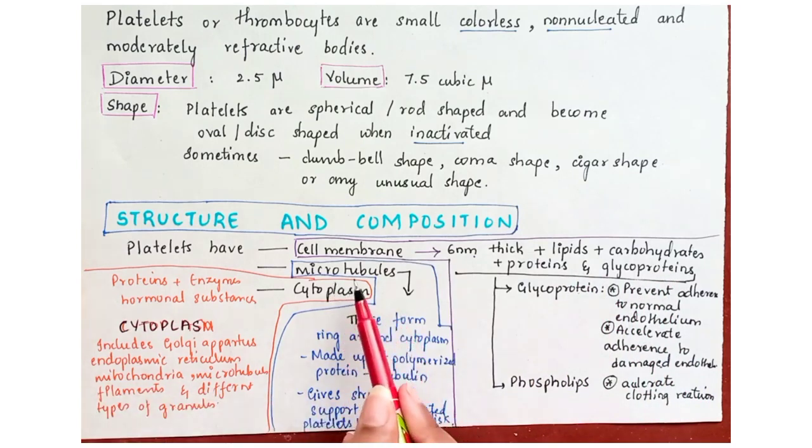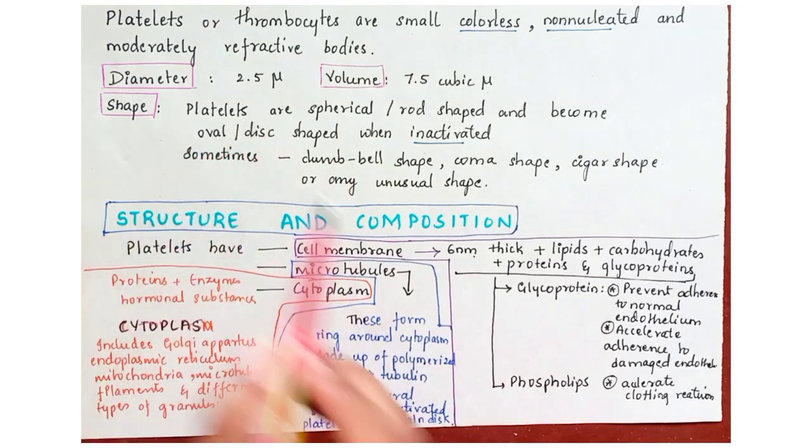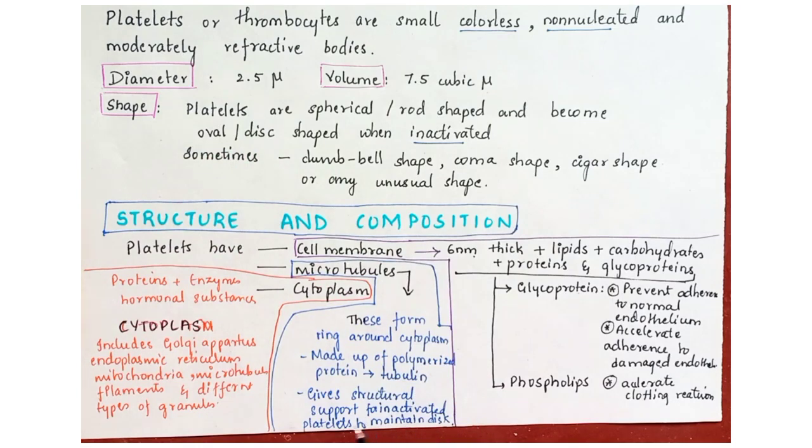Next, we come to the microtubules. Now, these microtubules form a ring around the cytoplasm. These are made up of polymerized protein, that is tubulin, and give structural support to inactivated platelets and maintain the oval or disc shape.